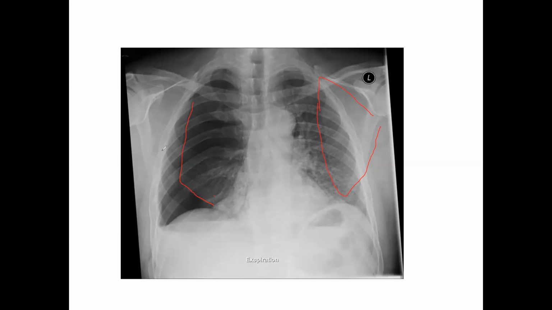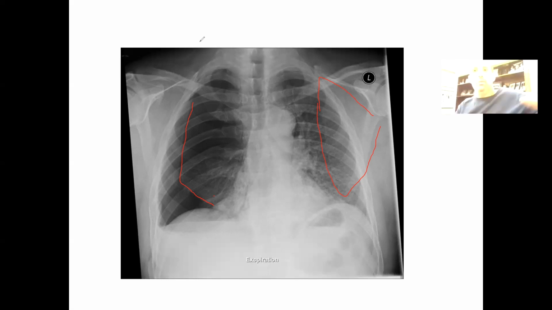Basically, what you're going to do is place a 14 gauge angiocath in the second intercostal space in the midclavicular line. As far as your palpation, this is where your palpation, percussion, auscultation stuff comes into play. I'll turn the video on so you guys can see what I'm doing.